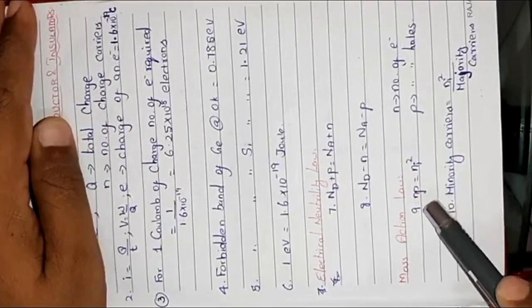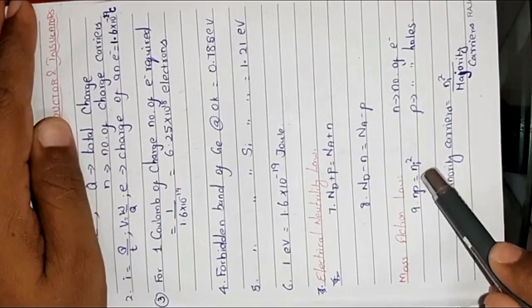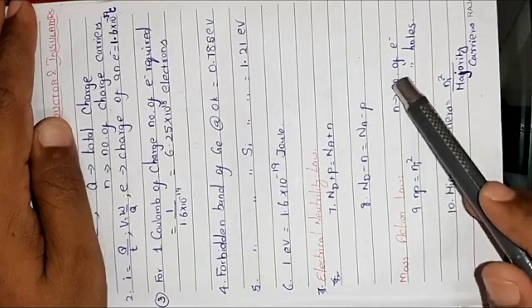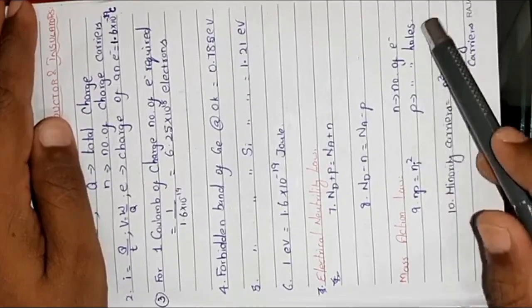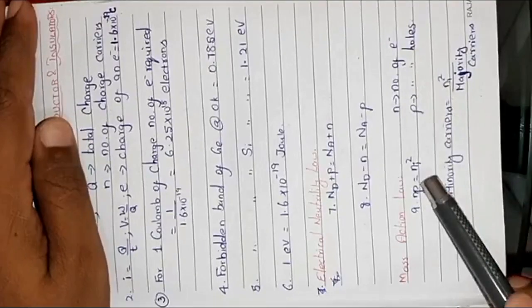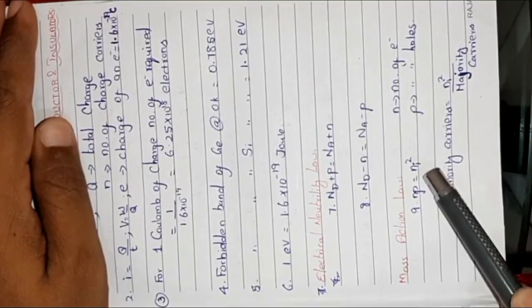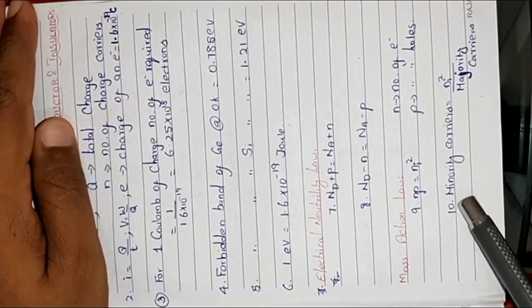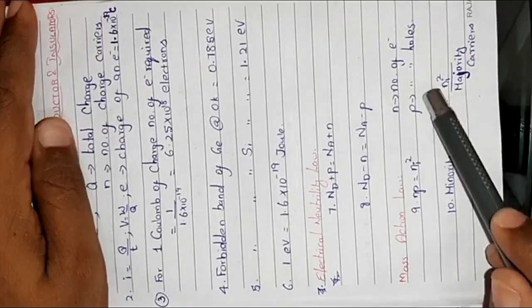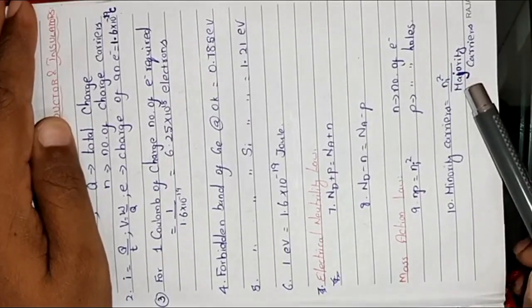Mass action law: the product of electron and hole concentration is equal to Ni square, where N is electron concentration, P is hole concentration, and Ni is intrinsic carrier concentration. Then number 10, minority carriers is equal to Ni square divided by majority carriers.